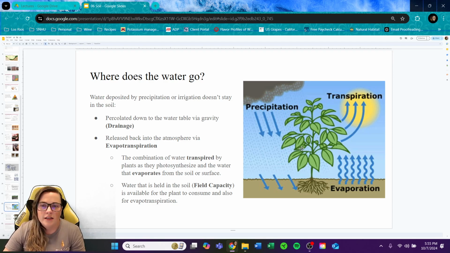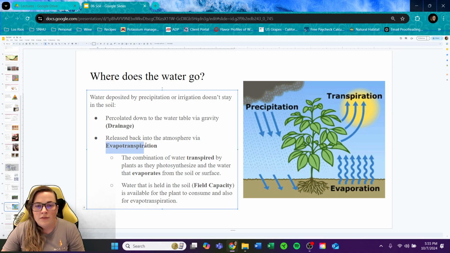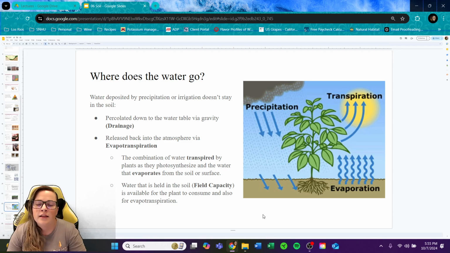So where does the water go? Water, whether it's precipitation, rain, or irrigation, will do a couple of things. It percolates down to the water table via gravity. That's drainage. It'll just run through all the different soil types to the water table, whatever path that is. It can also be released back into the atmosphere through something called evapotranspiration. That is just a very fancy word of two words put together: evaporation and transpiration.